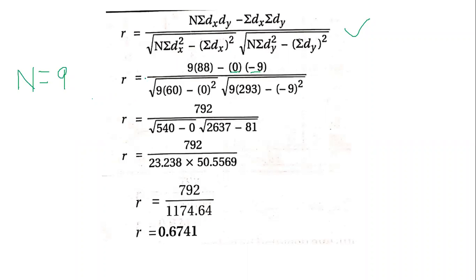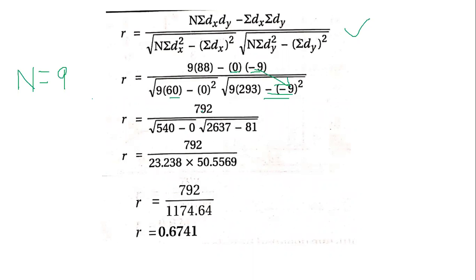Then whole divided by square root of 9 into, so the value of n is 9, into sigma dx square is 60, minus sigma dx, which is 0, square. And then again square root of 9 into sigma dy square, which is 293, minus of minus 9 square. Sigma dy is minus 9 here. See, the same value is being taken. So be careful again, minus of minus 9 square.